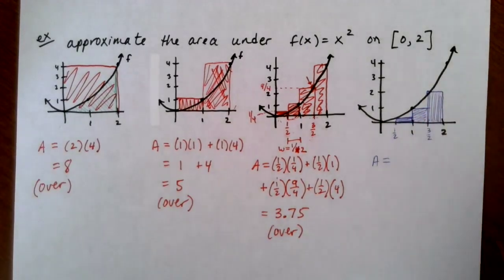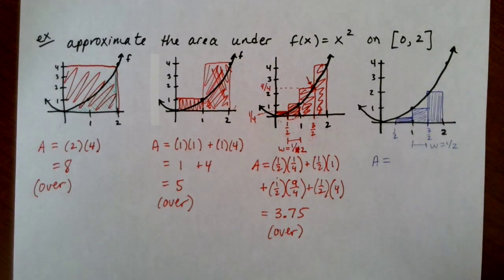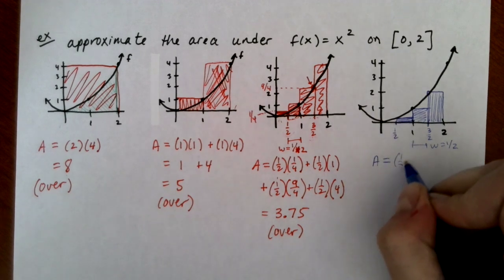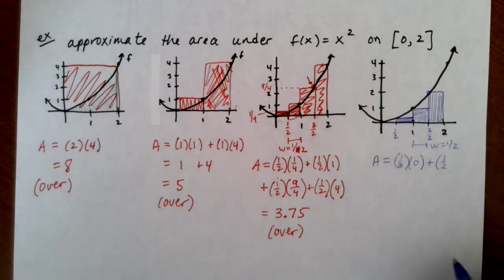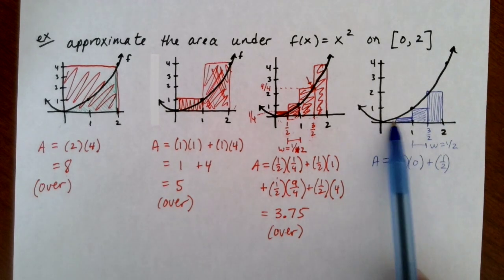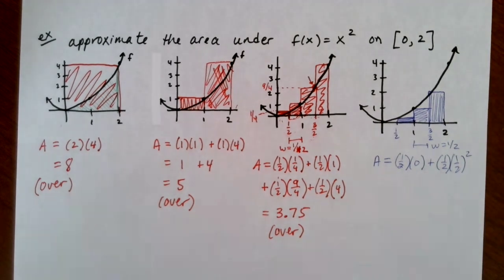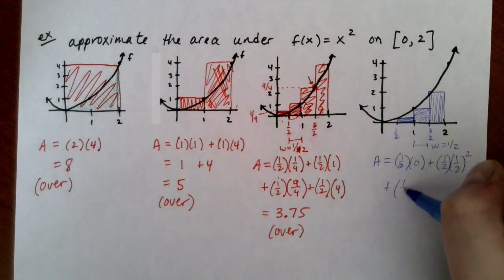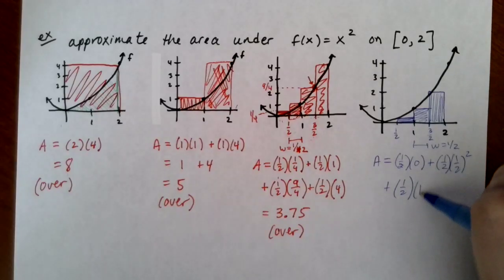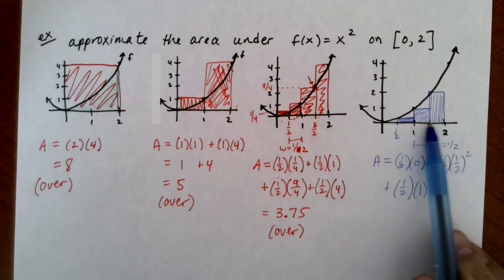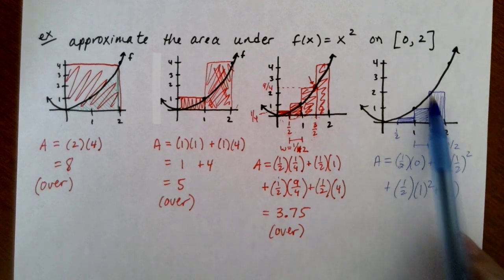So for this area, again, the width of each little rectangle is 1/2. The first one is 1/2 times 0. The next one, its width is 1/2, and its height is f of 1/2, so that's 1/2 squared, or 1/4. For the next one, width is 1/2, but now the height is 1 squared. And then the last one, its width is 1/2, and its height is whatever 3/2 squared is.